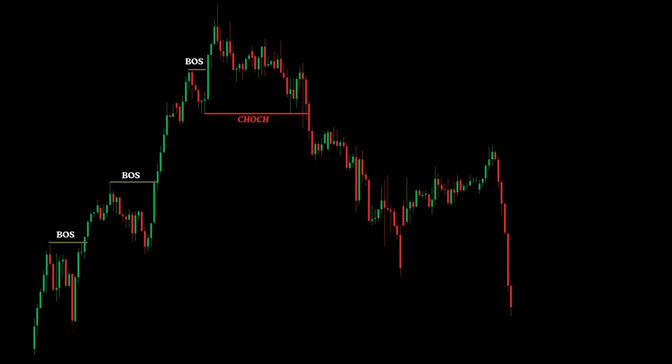Here we have the pound-yen 1-hour chart on the screen. As you can see, price was in a strong uptrend until everything changed when price broke and closed below the lowest point of the most recent bullish BOS, forming a clear bearish change of character. From that moment forward, price continued to drive lower. So from here, our bias shifts and we're now focused on identifying short opportunities.